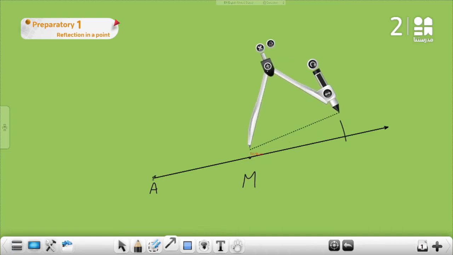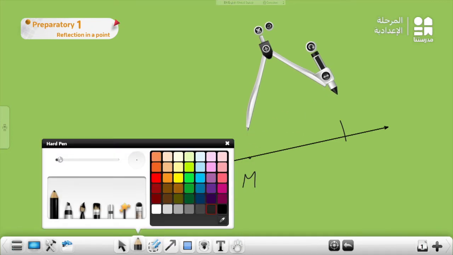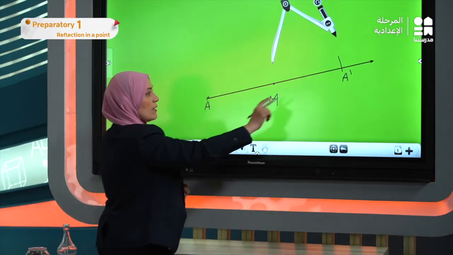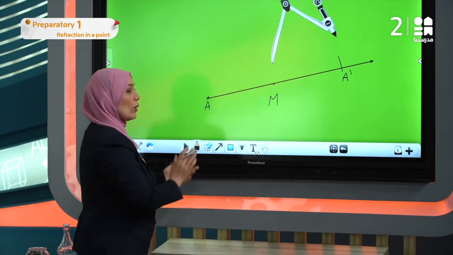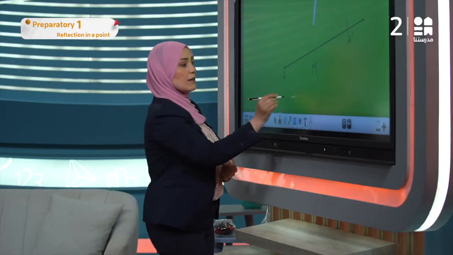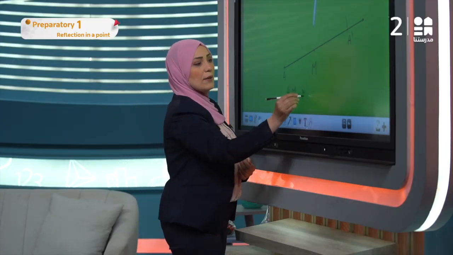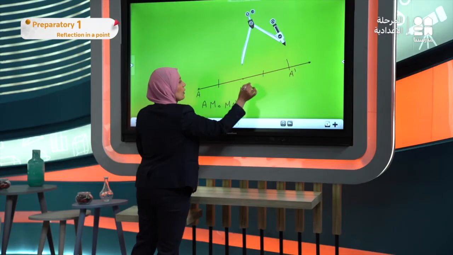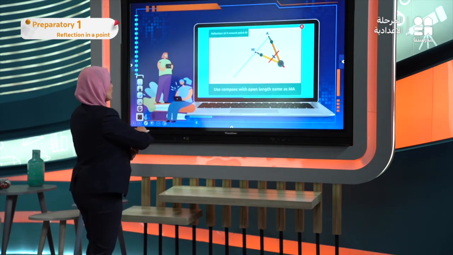This arc intersects the ray at this point, which is A dash. So the image of A is A dash in point M. What do you observe here? AM is equal to MA dash. We have the same distance. This one equals this one, and here we have M. That's all about it. Now let's return back.